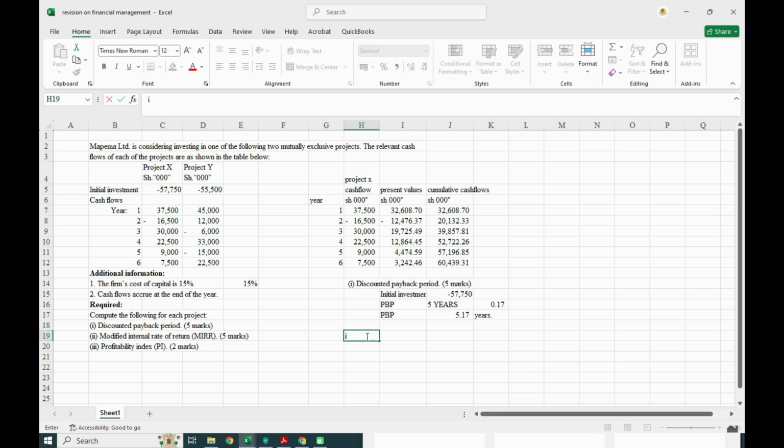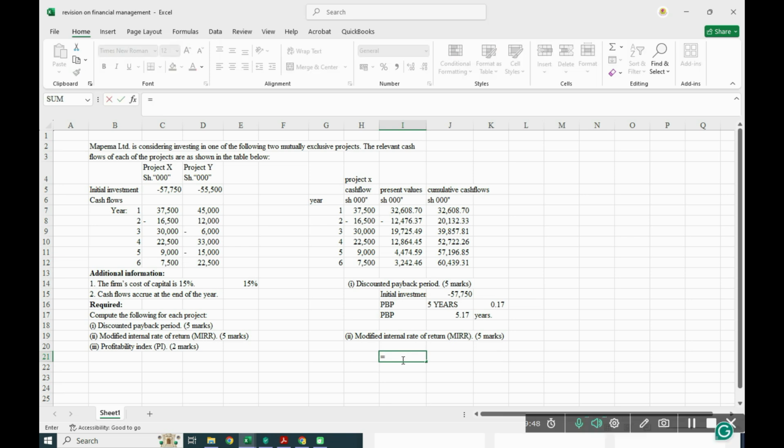Then number 2, under number 2, what you need is the modified internal rate of return. For the modified, if you come here and you write MIRR, the modified internal rate of return, you'll find that it says it returns the internal rate of return for a series of periodic cash flow, considering both cost of investment and interest on reinvestment of cash flow. In this case, we don't have reinvestment of cash flow, so we need to get the values.